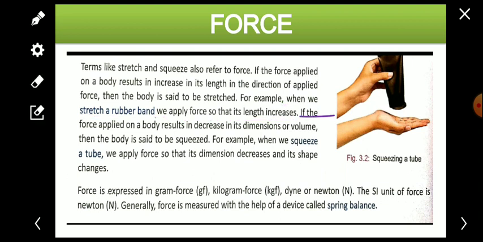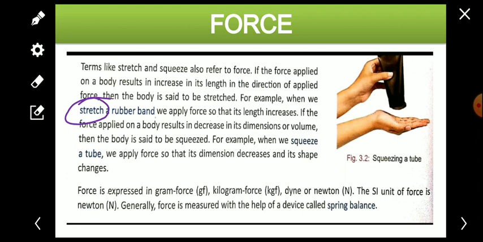Now if the force applied to a body results in a decrease in its dimension and volume, then it is said that the thing is squeezed. When the length increases, we use the word stretch for when the length of the object increases.